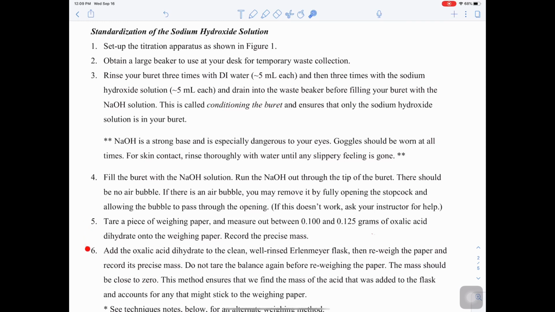Then I'm also following these steps here. Tear the piece of paper, weighing paper, measuring out the oxalic acid, recording the precise mass. That's part that you have to do. Adding the acid to the flask, reweighing the paper, and then you need to record the mass again.